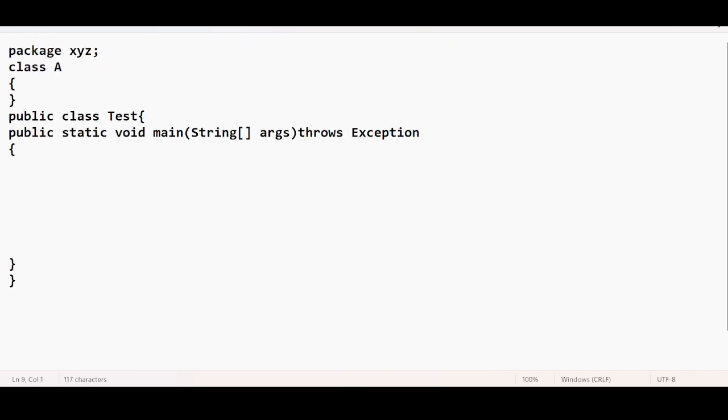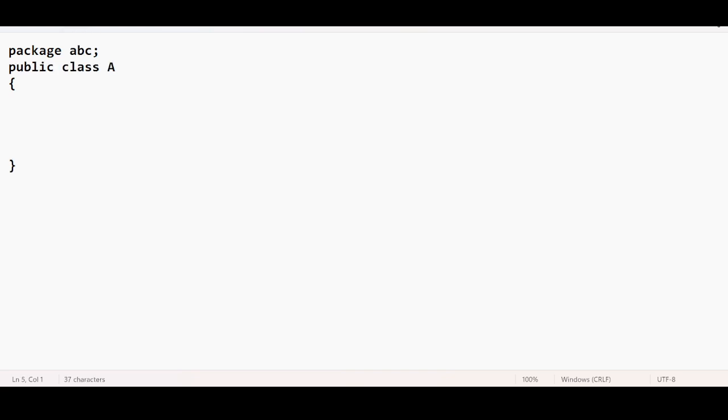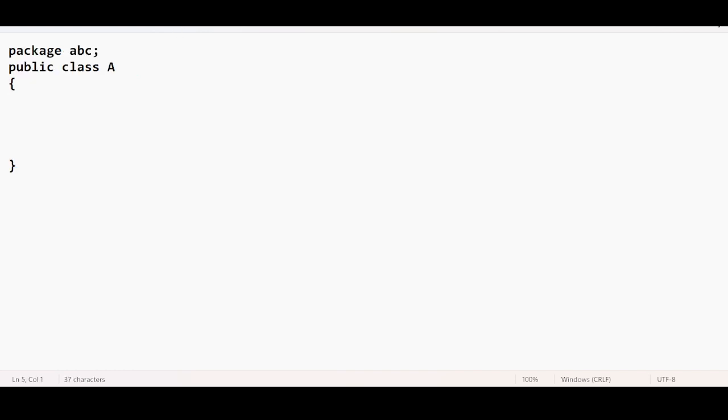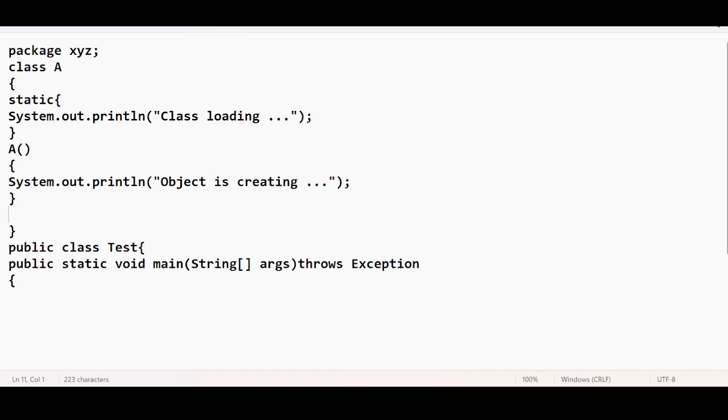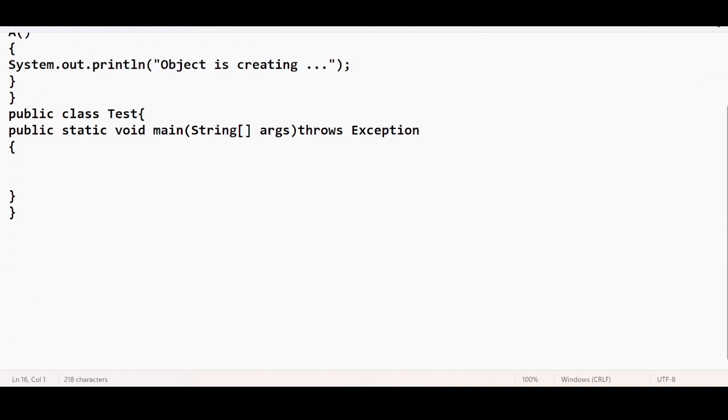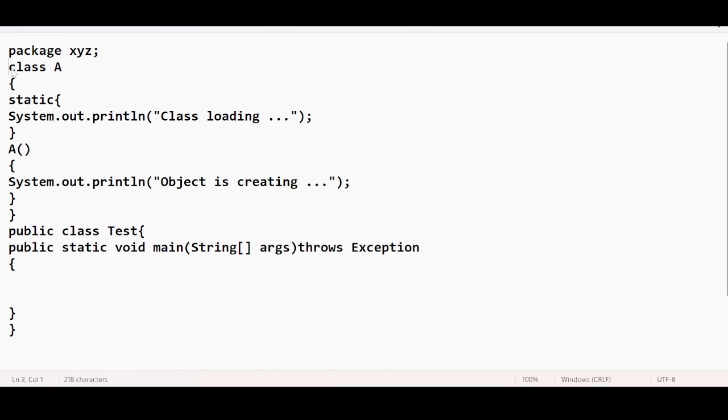Let us understand this programmatically. No worries. I am taking the same example, a static block and a constructor. I have a class A, so I have placed a static block, and I have placed a constructor here. My requirement is I do not want to load the A.class file by creating an object. If I use the new keyword, definitely the .class file will be loaded automatically. I do not want that. I want to load the .class file manually.